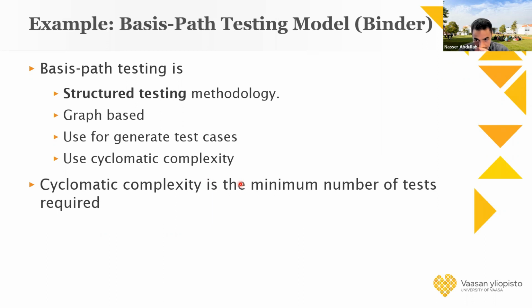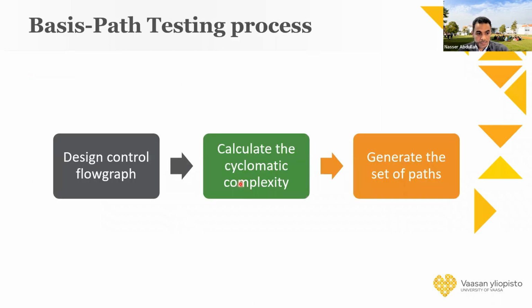So this method is also used to determine the number of test cases, which means also the amount of testing. Here are the steps. First, we have to draw or design the control model, which is the flow graph of our program. After that, calculate the complexity of the program, and based on that complexity, we generate the test cases, the set of paths.